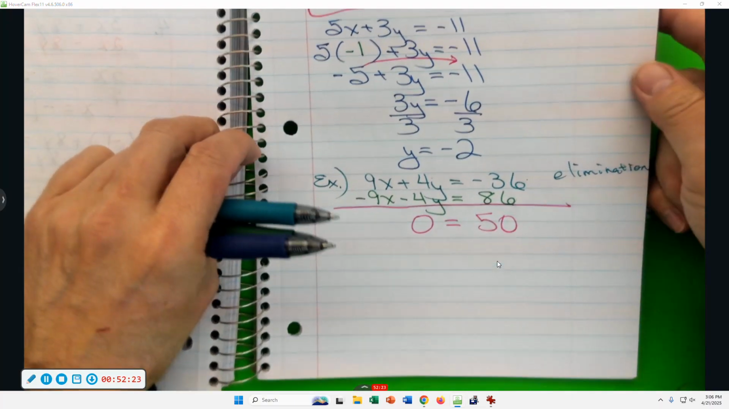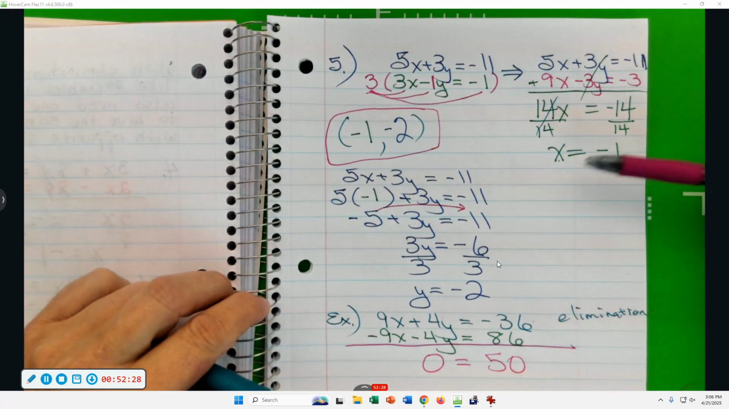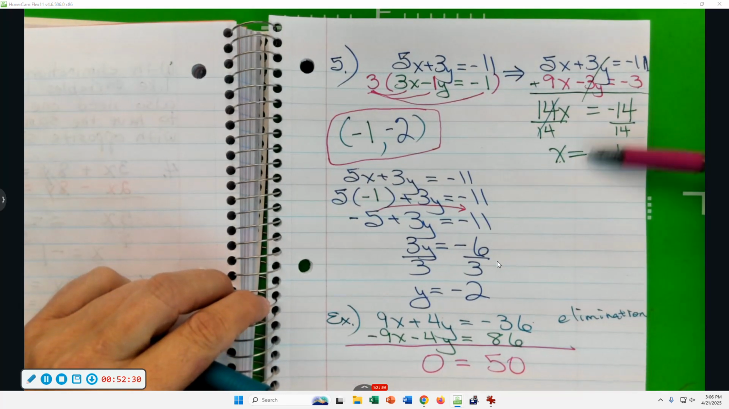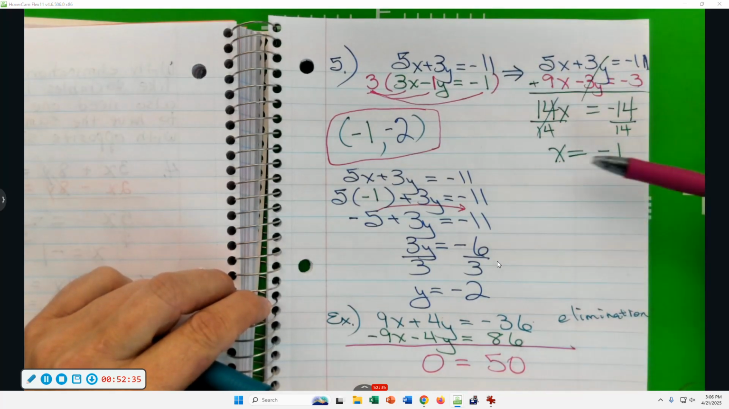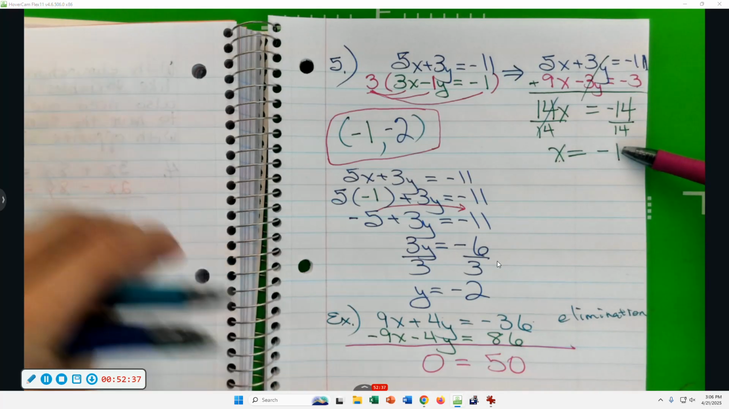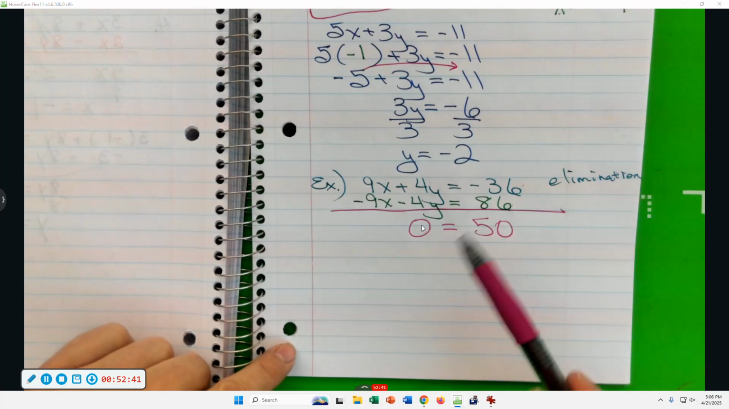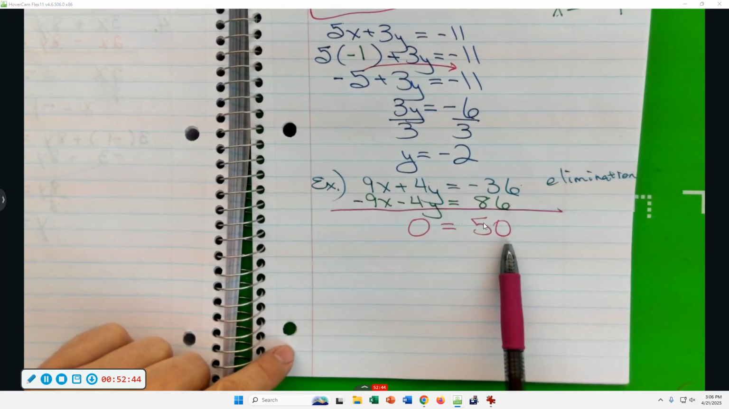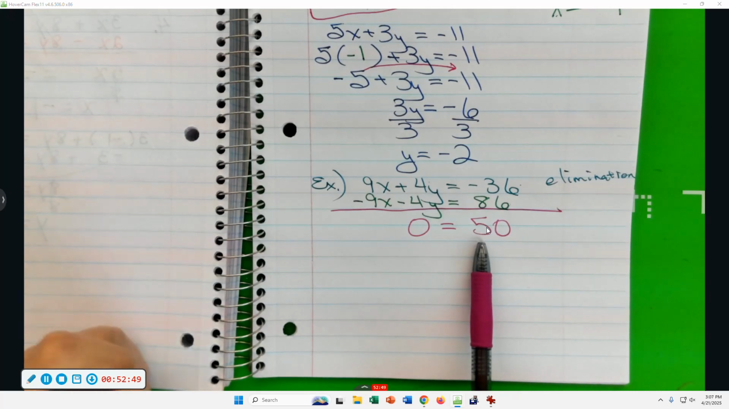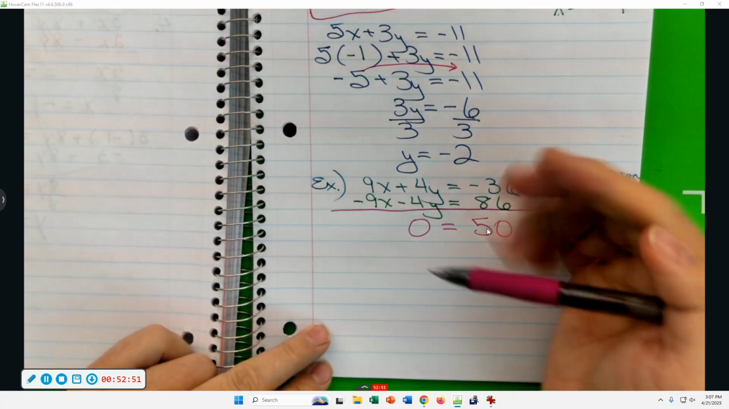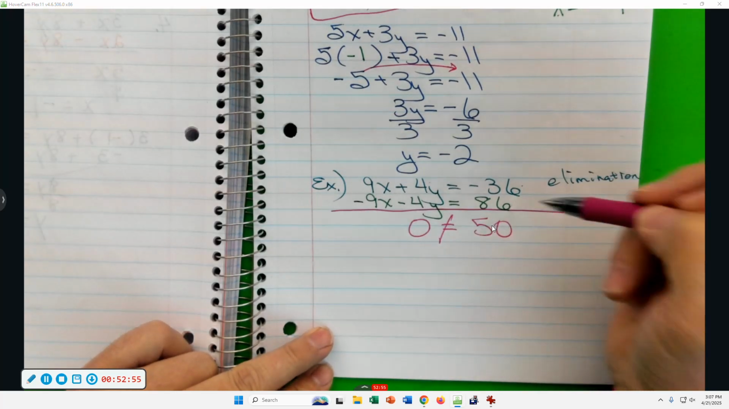Notice how there's no variables. You're not going to get x equals a number or y equals a number. Here, as soon as we'd gone through this first part, adding them together, we were able to say these lines intersect when x is equal to -1. Now, these lines intersect when 0 is equal to 50. Is 0 ever equal to 50? No, 0 never equals 50, so these lines never intersect.